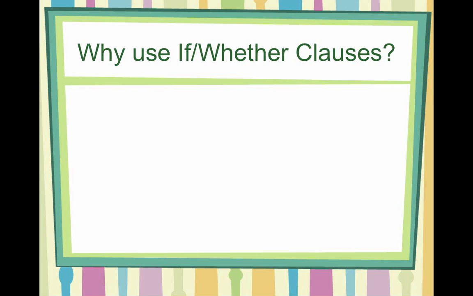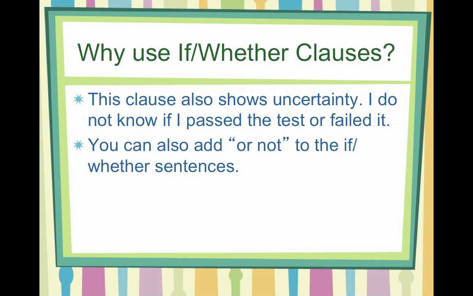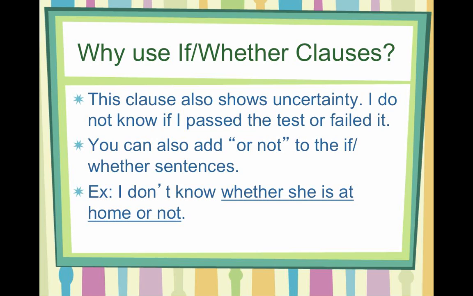So why use an if-whether clause? Well, once again, this is another clause that shows uncertainty. I don't know if I passed the test or failed it, as I talked about with the earlier example. With these clauses, I can add "or not" to the if-whether clause, but this is optional. For example, I don't know whether she's at home or not. So in these situations, we are looking at two options and we're not sure which one is correct.